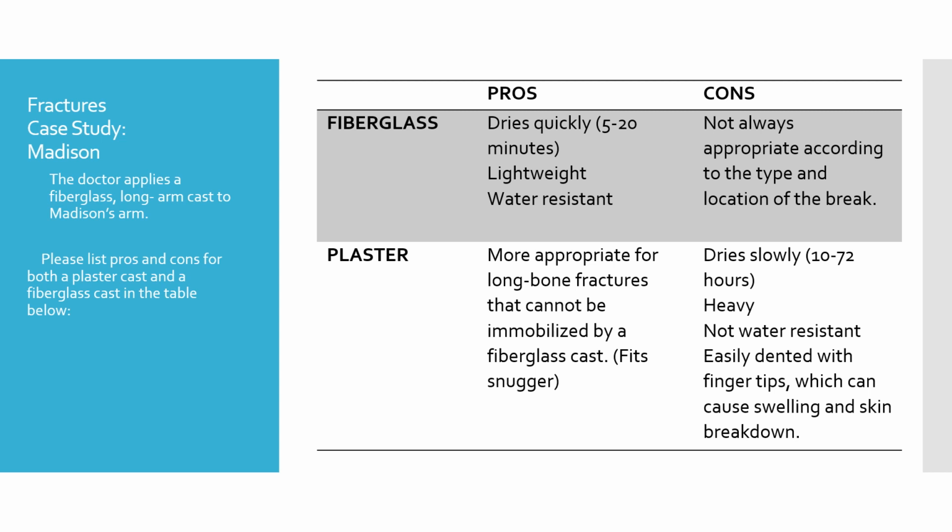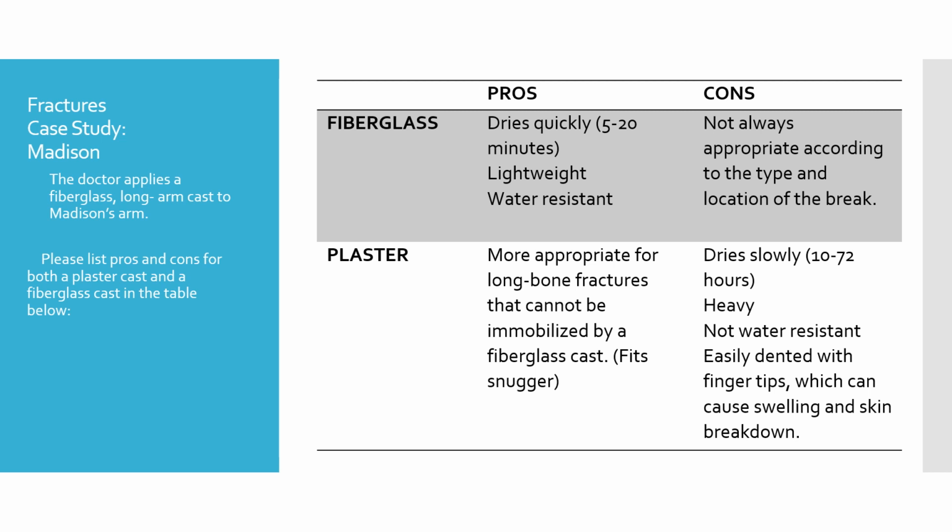If it's a big break, especially a femur, a big bone, might end up needing a fiberglass cast just to have that extra support. Plaster is more appropriate for long bone fractures that cannot be immobilized by the fiberglass cast. So it fits snugger. Like I just talked about with the fiberglass, it's not always appropriate for the type of break. A plaster cast might be more appropriate for a long bone.